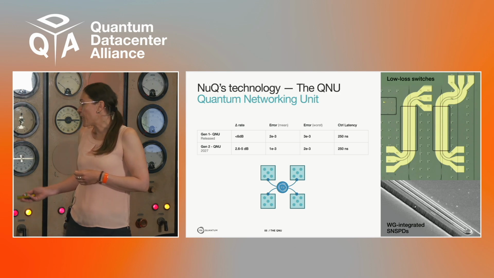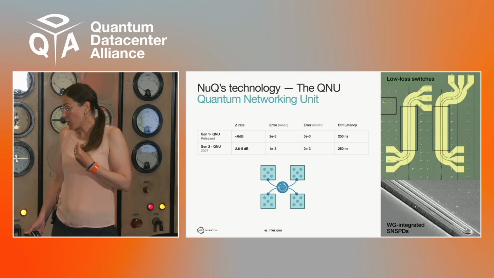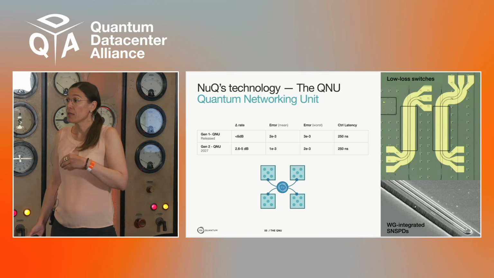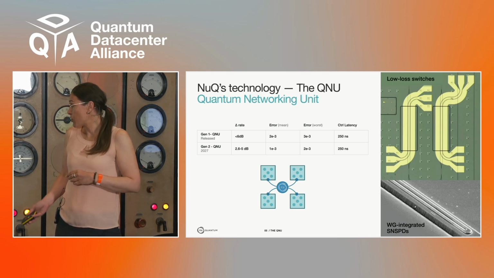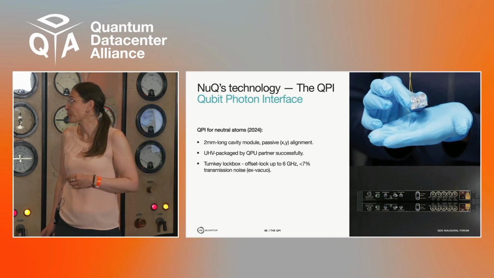And the other key element for the Bell state measurement is the development of waveguide integrated SNSPD to do this on-chip detection, which is, again, something that we are developing at New Quantum.